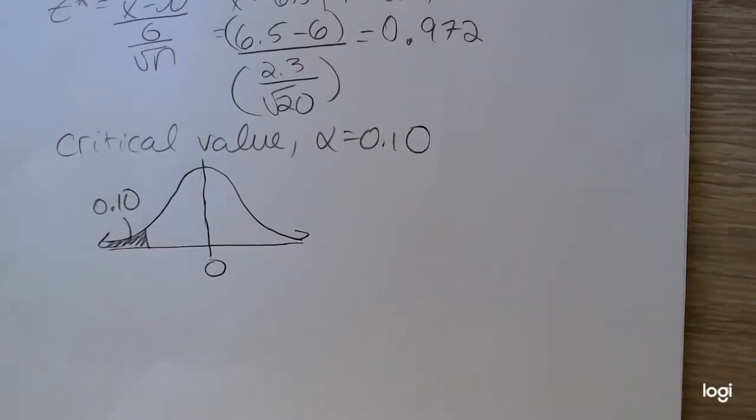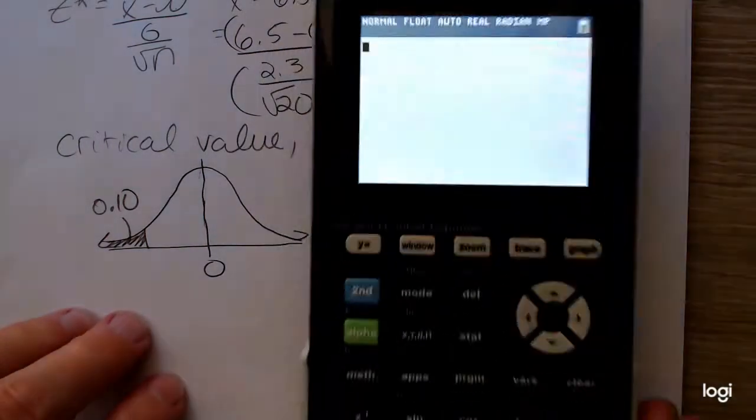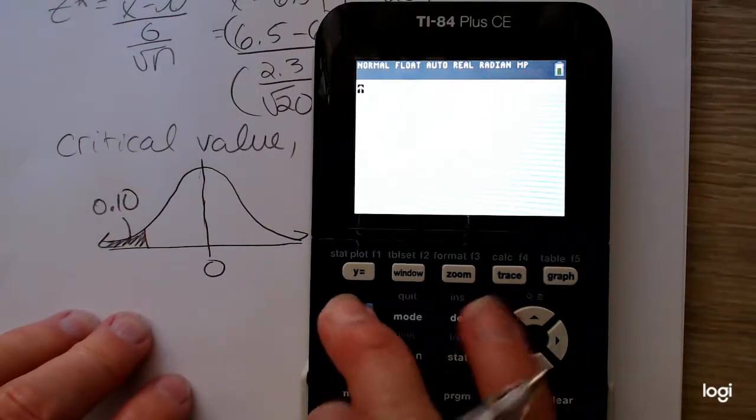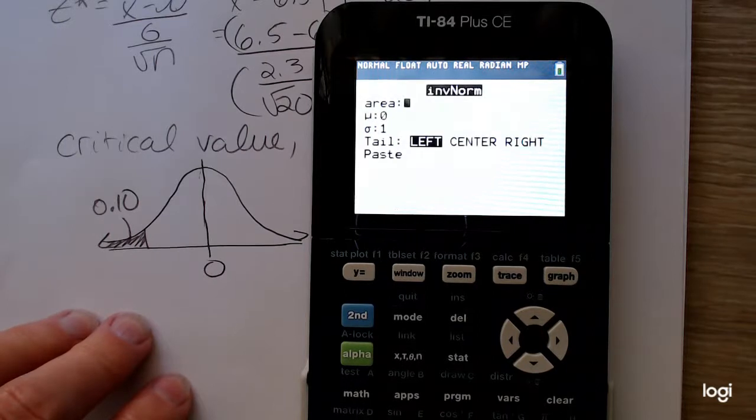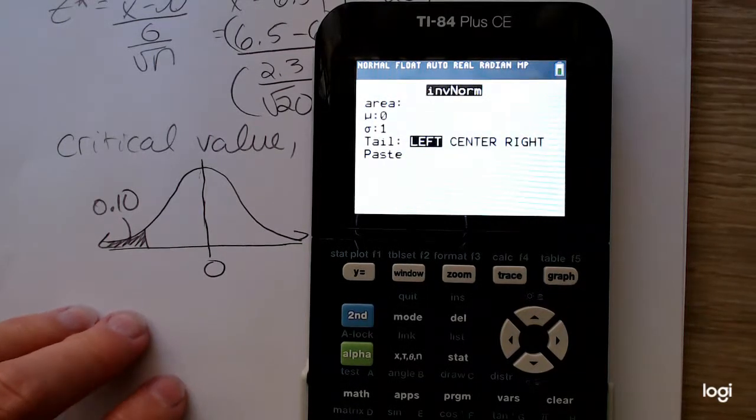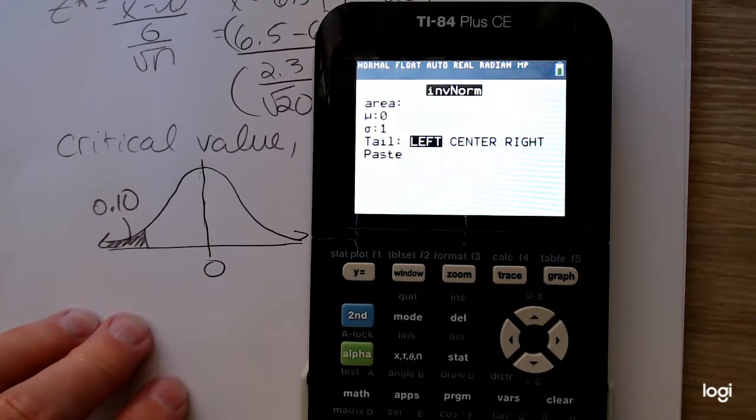You could use your standard normal table. I'm going to use the inverse normal function from the distribution menu. When you're given an area and you need a z-score or an x value, if it's not standard normal, you would be using the inverse normal option.